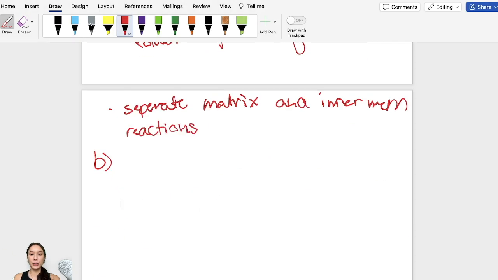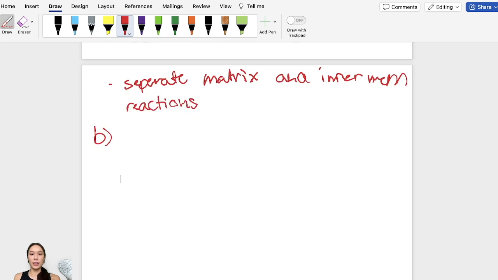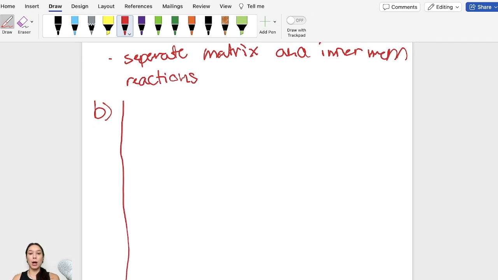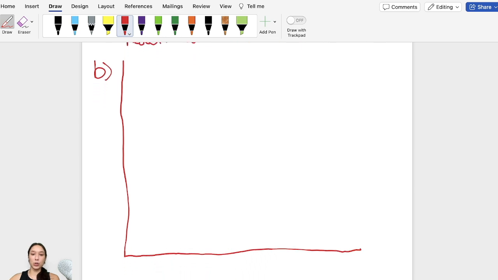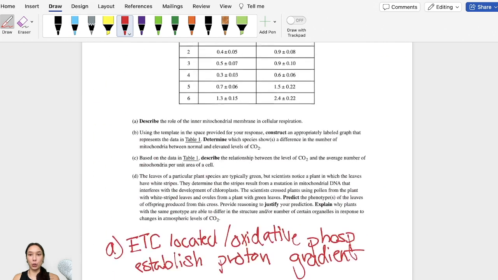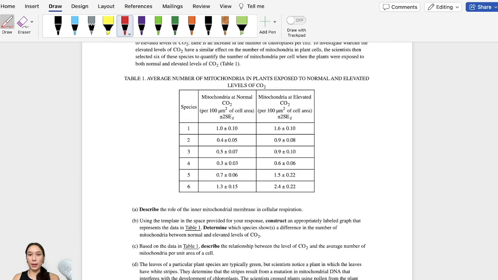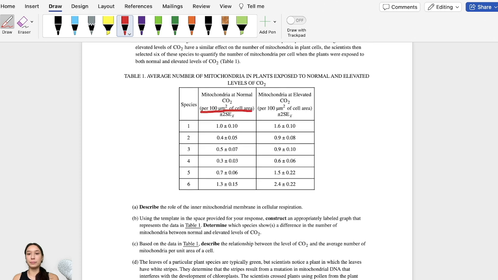So this is where it gets a little bit complicated because you're looking at two separate conditions. So the way that I would do this graph is, let me go like this. My x-axis is going to be my independent variable, which is species. And then my y-axis is going to be number of mitochondria, so what we are measuring. Mitochondria per 100 picometers squared of cell area. Okay.